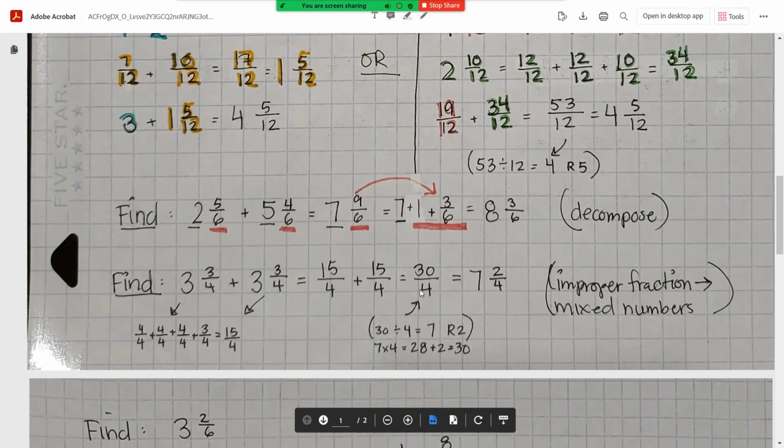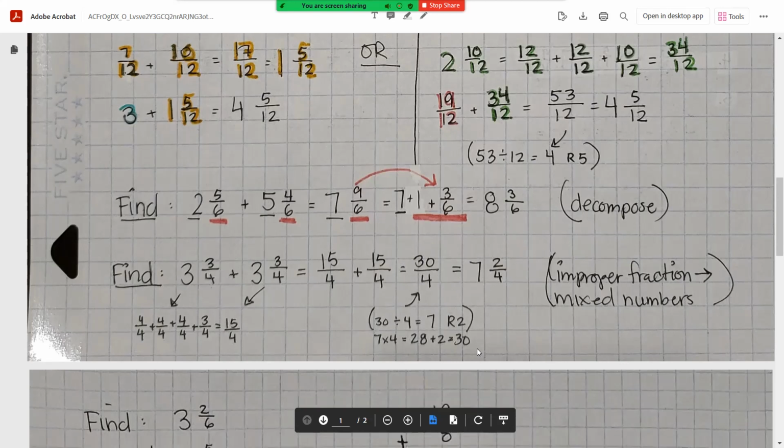How do I divide 30 by 4? How many groups of 4 go into 30? Well, I know 4 goes into 30 7 times, which gives me 28. 4 times 7 is 28. And then I have 2 extra pieces left over. So my answer is going to be 30/4 is equal to 7 whole and 2/4 pieces left over.